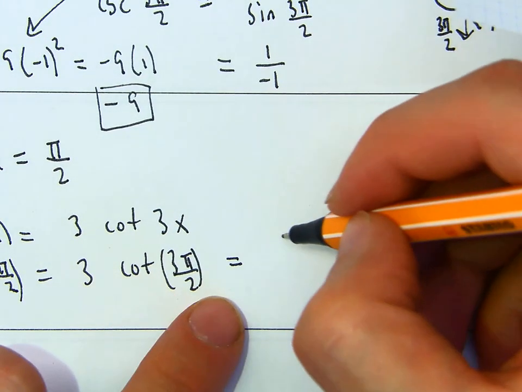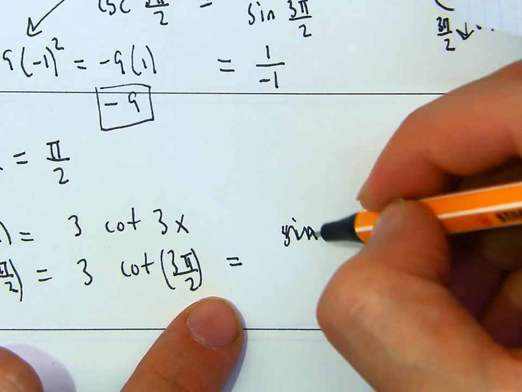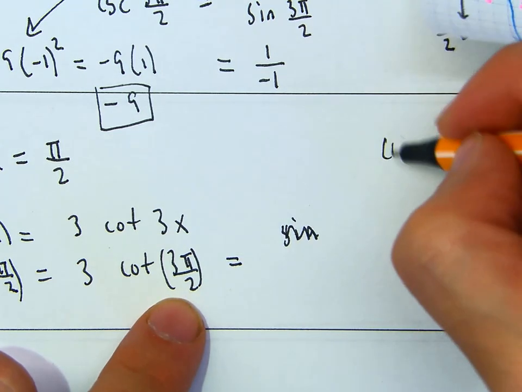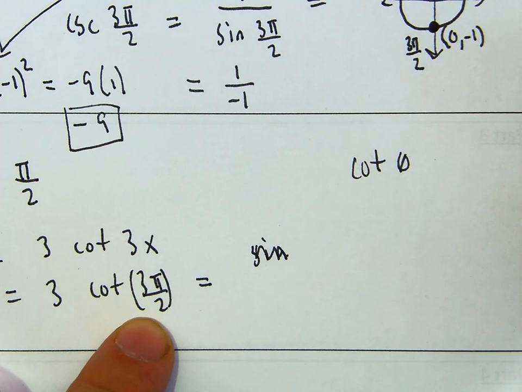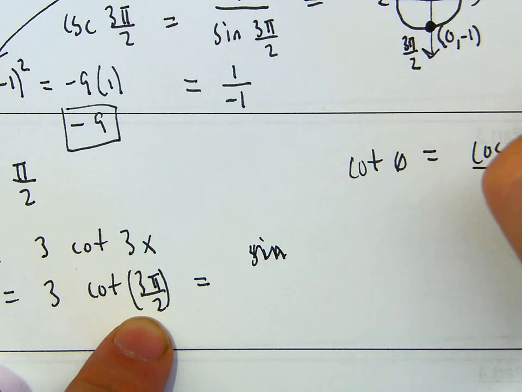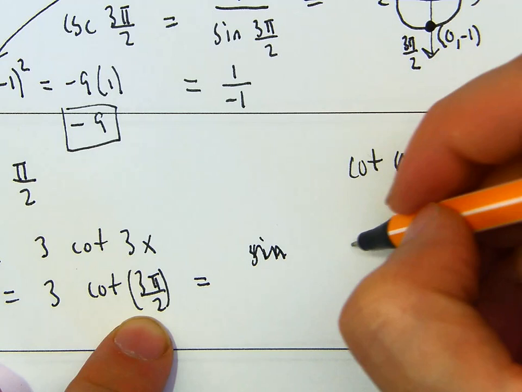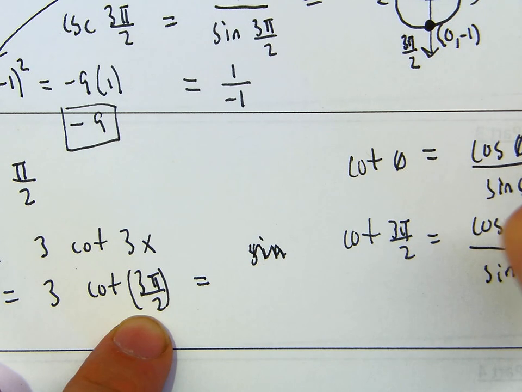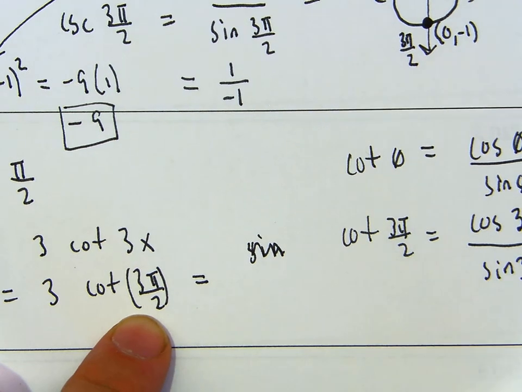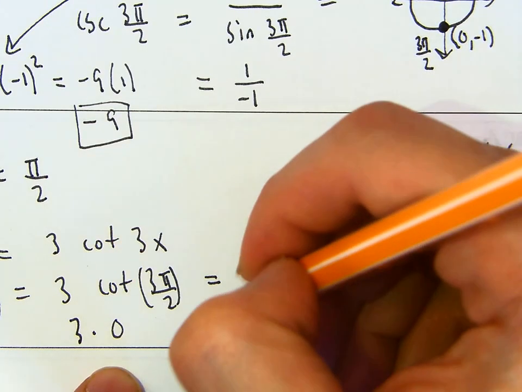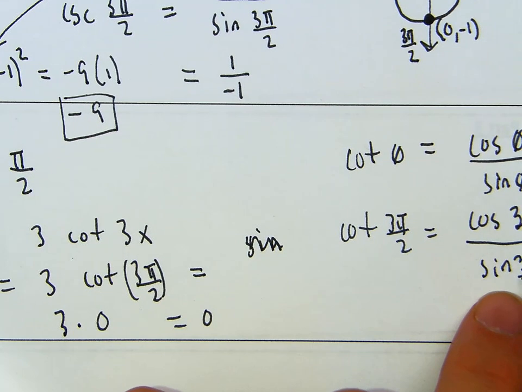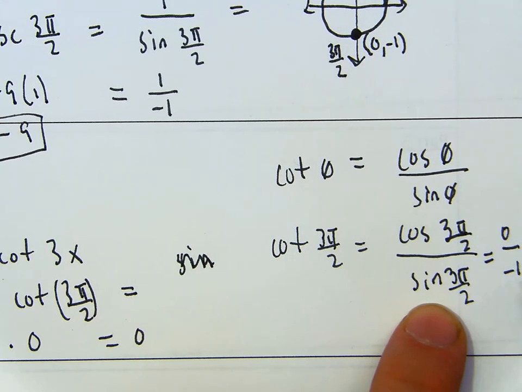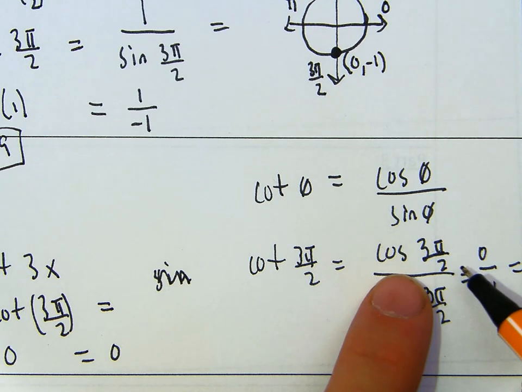Pause the video. What does cotangent theta equal? It equals cosine theta over sine theta. So what is cotangent of 3 pi over 2? That's equal to cosine of 3 pi over 2 over sine of 3 pi over 2. But that's just equal to 0 over negative 1, and that's 0. So then this becomes 3 times 0, and that's 0. And if you're confused, because sine of 3 pi over 2 is negative 1, why is cosine of 3 pi over 2 0?